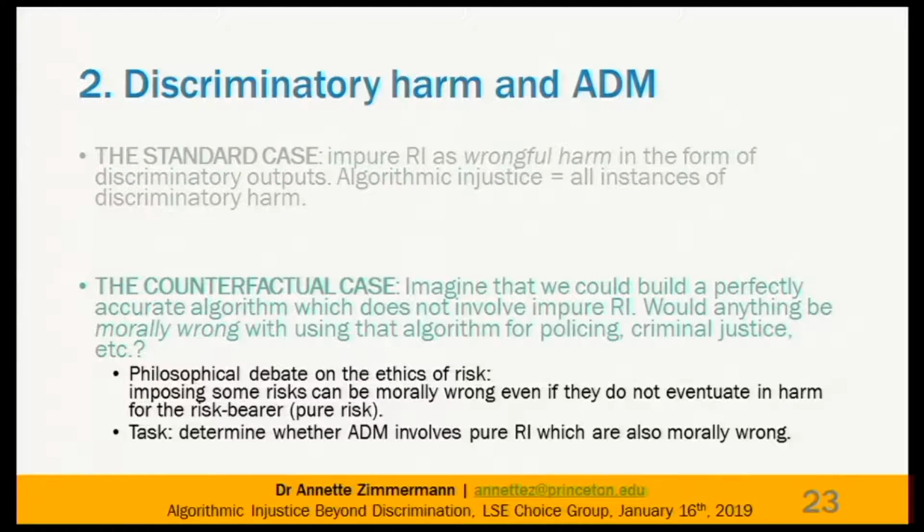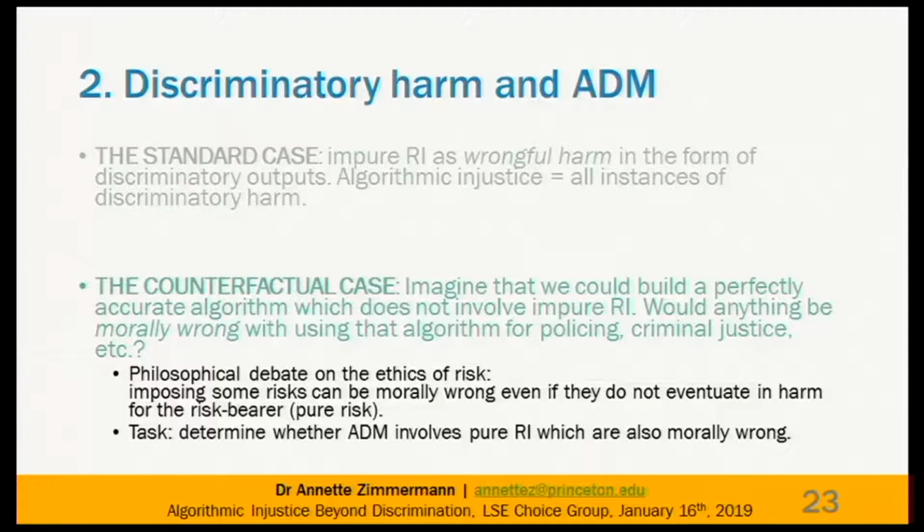So the kind of counterfactual case that I'm imagining here is we have this perfectly accurate, or sufficiently accurate, algorithm, which does not involve imposing impure risk impositions, so discriminatory harm, on persons. Now, would anything be morally wrong with using that algorithm in all these cases that we outlined before, so criminal justice, hiring, credit scoring, whatever? And so again, the task would be to test that counterfactual case by looking at the question whether algorithmic decision-making involves pure risk impositions, which are morally wrong, right? So it's not obvious that pure risk is morally wrong.